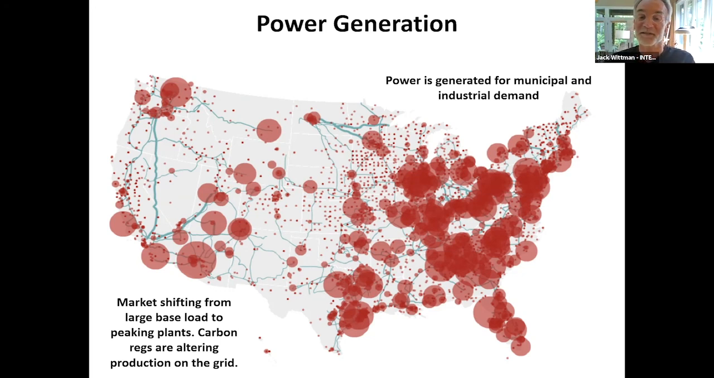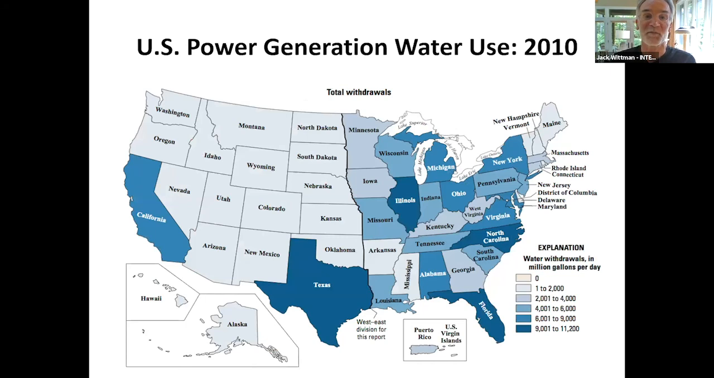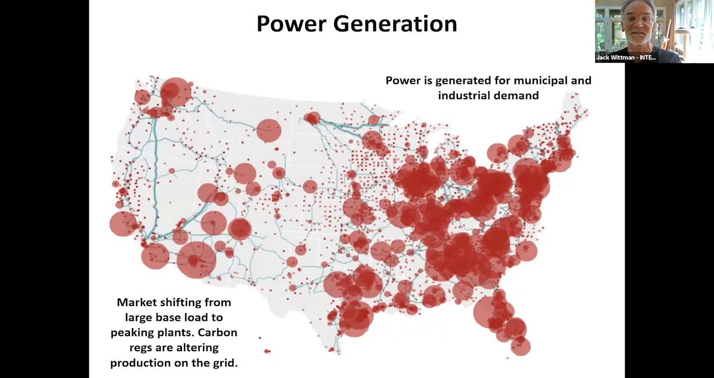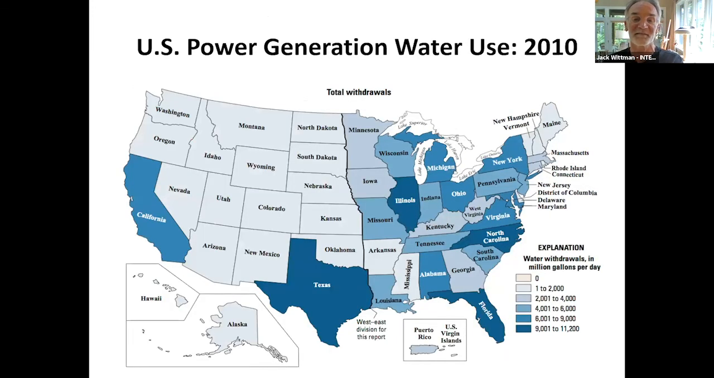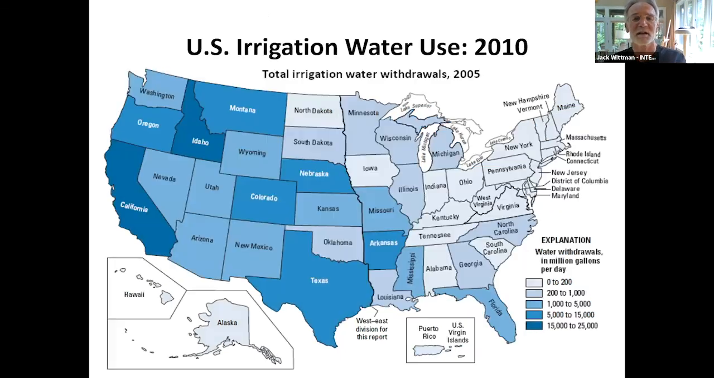And by the way, same thing, if you look at where power generation water use is occurring, it maps pretty directly between this image and this image, which is the data from the USGS. And it kind of maps to population density, but not quite.